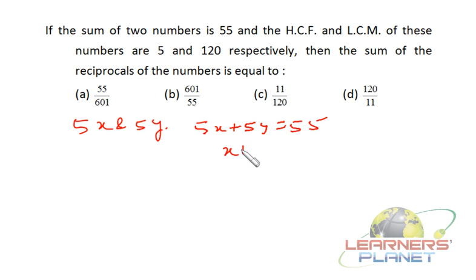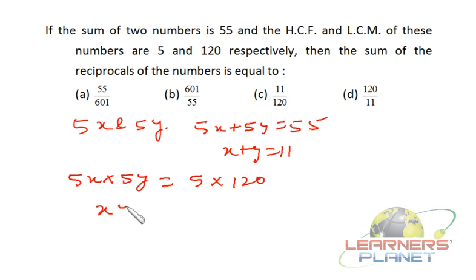That means x plus y is equal to 11, and their LCM is 120. Now let's see, 5x into 5y, that is the product of the numbers, is equal to their HCF, that is 5, into their LCM. That means xy is equal to 120 by 5, that is 24. Now we have x plus y as 11 and xy as 24.